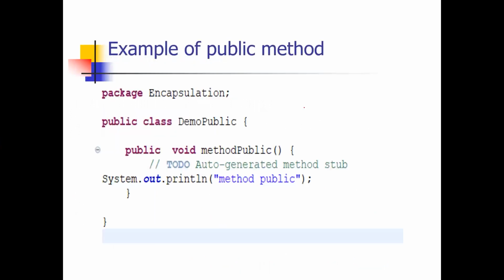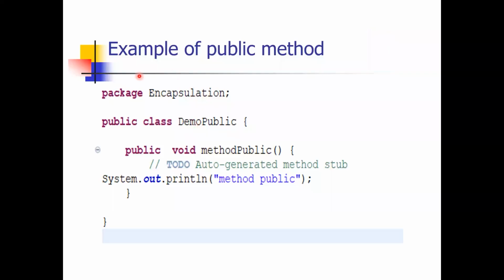Example of public method. Since public, private, protected are part of encapsulation, we take the package name encapsulation, or you can take anything. Then the public class, we have taken the name DemoPublic. Then the main method, where we have just printed whatever we want to print. This is the example of how we define anything publicly.